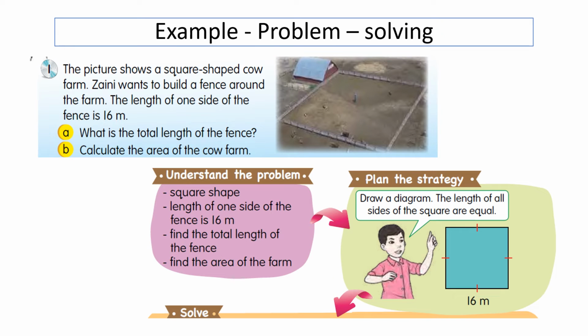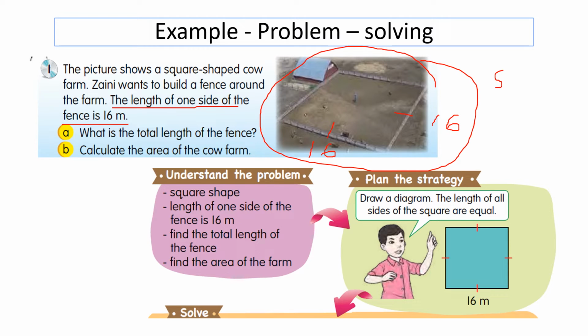So next, this is the example for problem solving. The picture shows a square-shaped cow's farm. Zaini wants to build a fence around the farm, so the length of the one side of the fence is 16. When we talk about square here, we know that if let's say the question tell you that the length of the one side is 16. So if this is 16, when we talk about square, this is also my 16.